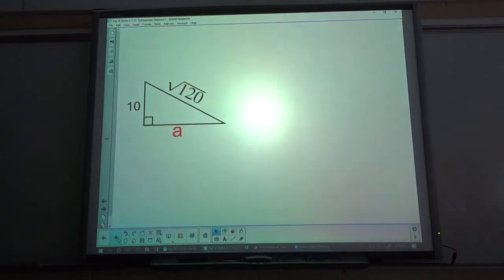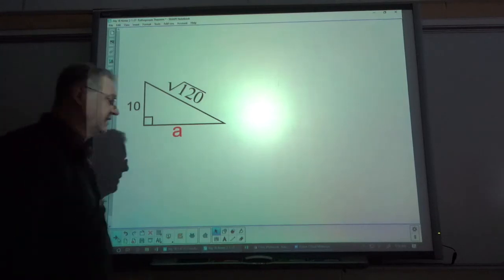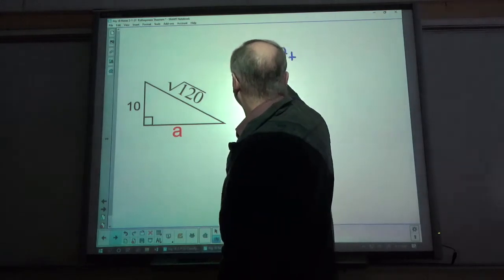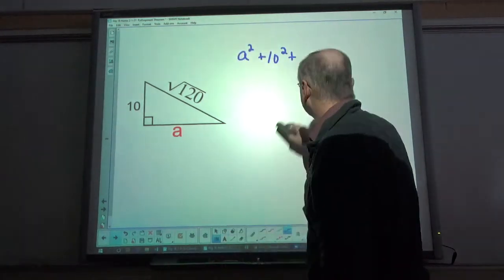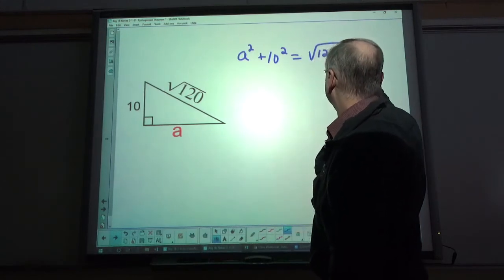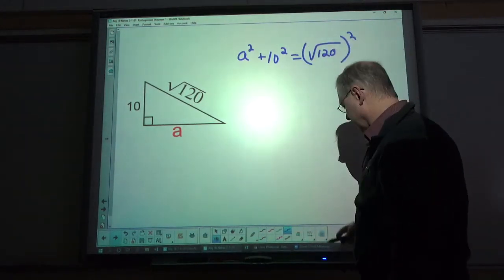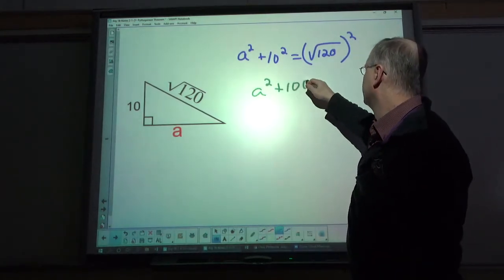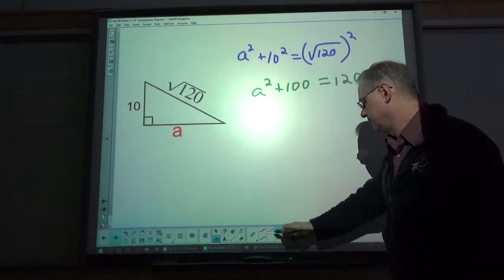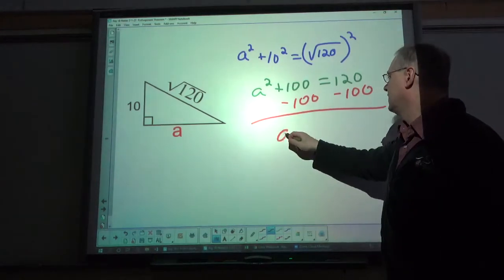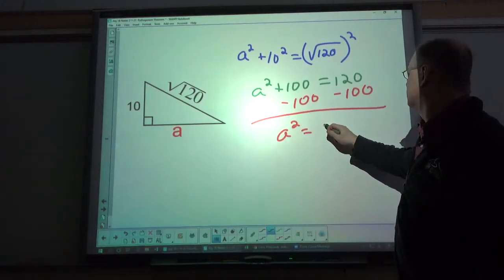Give this one a try. See how well you can do. All right, let's see how you did. a squared plus 10 squared equals the square root of 120 squared. Now I can do it. There we go. All right, so a squared plus 100 equals 120. I'm going to subtract 100 from both sides. A squared equals 20.